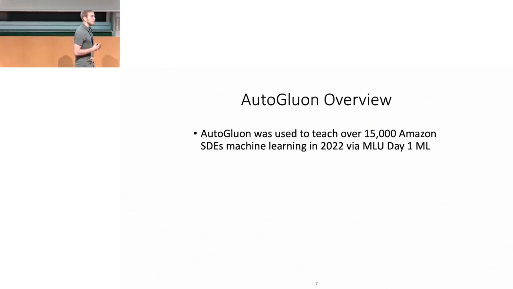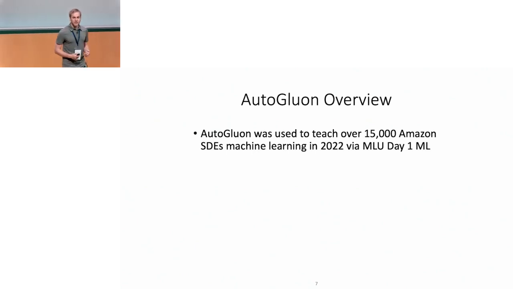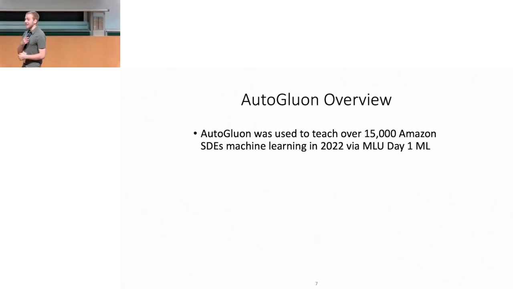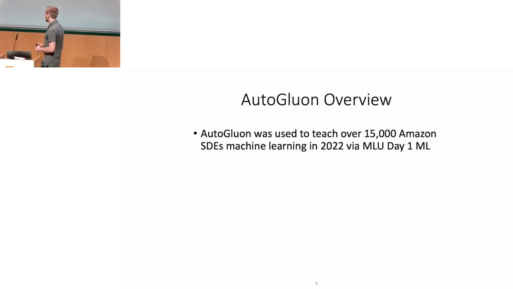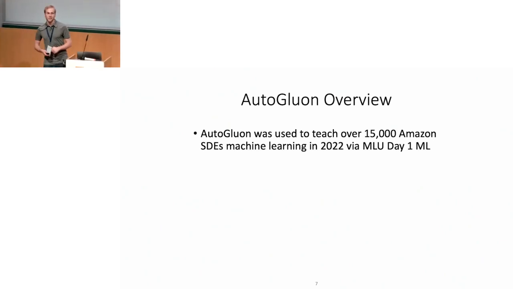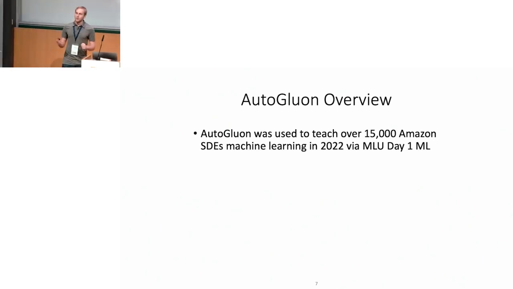So AutoGluon was used to teach over 15,000 Amazon software development engineers machine learning in 2022 via our internal Machine Learning University, or MLU, Day 1 ML course. This is basically a course that every software development engineer is assigned when they join the company. And so basically all software development engineers at Amazon have been taught how to use AutoGluon in just a single day. And basically that is their intro to machine learning. It's if you need to do machine learning, I don't know, just throw AutoML at it, see what happens. Maybe it's good enough.